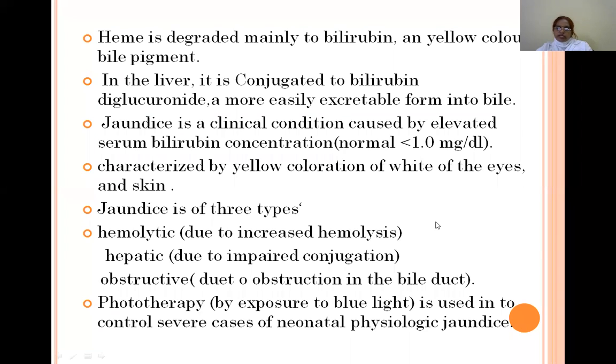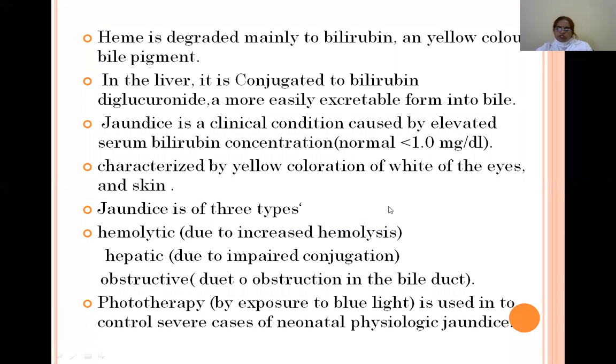Jaundice is a clinical condition caused by elevated serum bilirubin concentration. The normal value is less than 1.0 milligrams per deciliter. If the level increases to more than 2 milligrams per deciliter, clinically it is jaundice. In jaundice, serum bilirubin concentration is increased, characterized by yellow coloration of the whites of the eyes and skin.